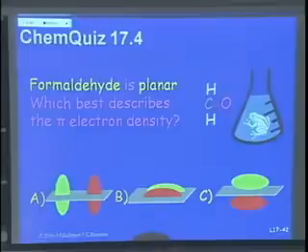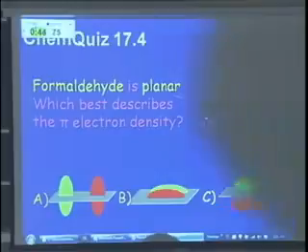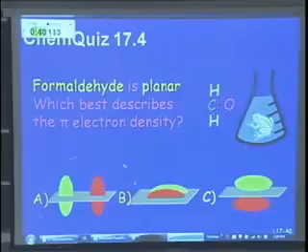Now, I have a question for you. Of course, it comes at the end. We have plenty of time. Formaldehyde is planar. Which best describes the p electron density? So there's a carbon and oxygen here. There's a double bond here. So what would be the hybridization on this one here? It is planar. You see that? And what would be then the second bond? How would it look like? Would it look like this one, or like this one, or like this one? Okay, you have 35 seconds left.